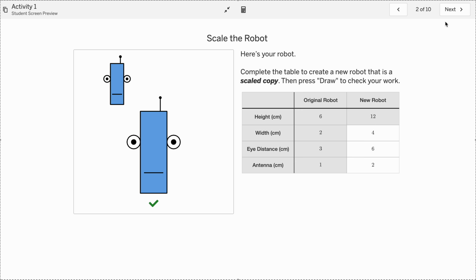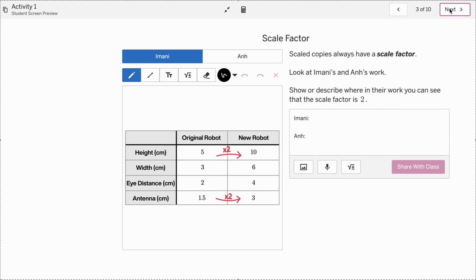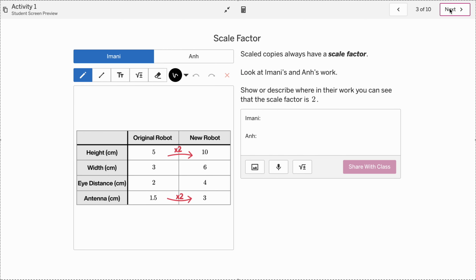When you're done doing that, go ahead and move on. So now let's talk about scale factor. Scaled copies always have a scale factor. We know that a factor is a number that's being multiplied by another number. Let's look at Imani and An's work and show or describe where in their work we can see that the scale factor is 2. Looking at Imani's work, they're multiplying their original measurement by 2 to get 10. So our scale factor is 2 right here. Same here. I do the same thing for all those factors.